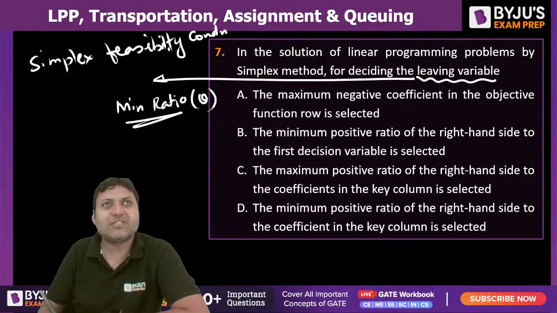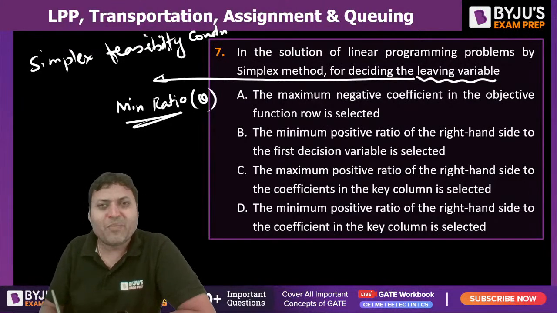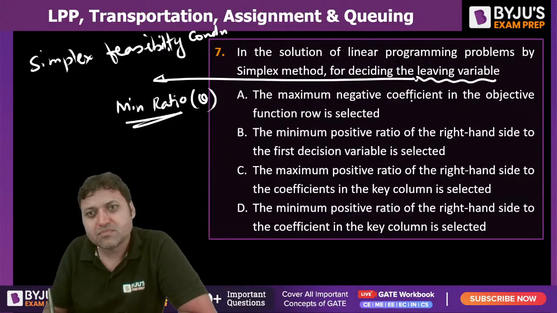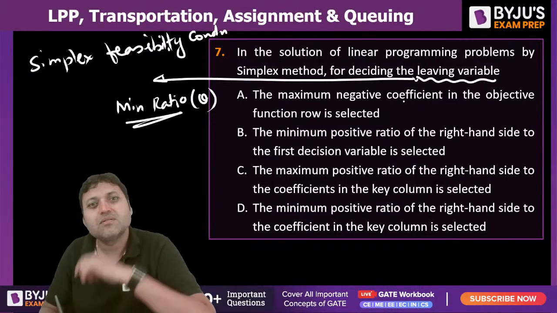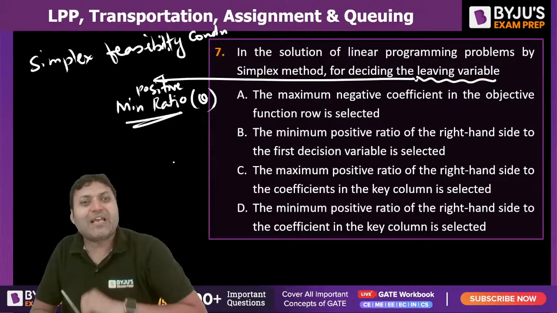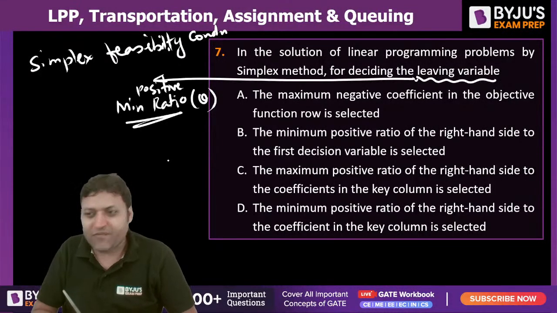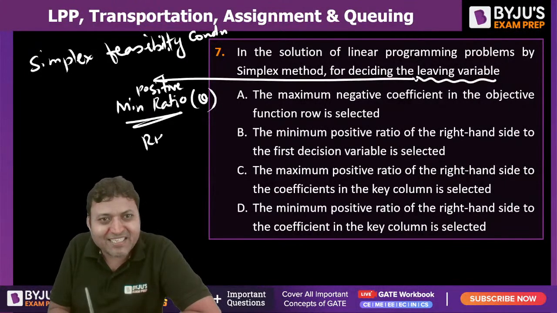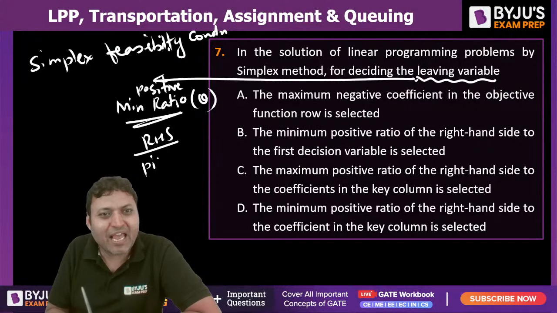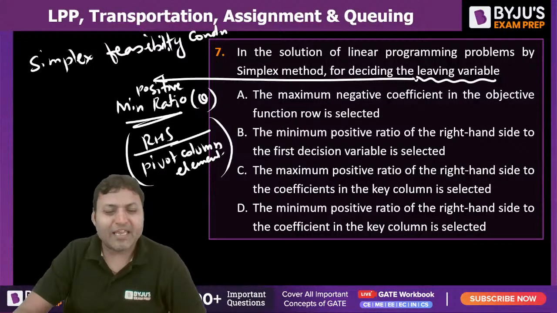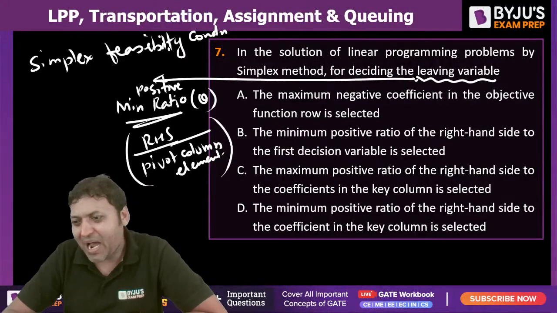And how is the minimum ratio defined? It is the minimum positive ratio. If the ratio is negative, then we will select the higher ratio. The minimum positive ratio is the ratio of the RHS divided by the corresponding pivot column element. The minimum ratio is the ratio of the right hand side of any constraint divided by the pivot column element.